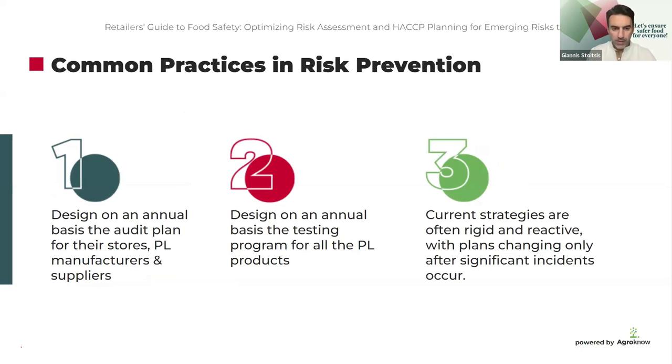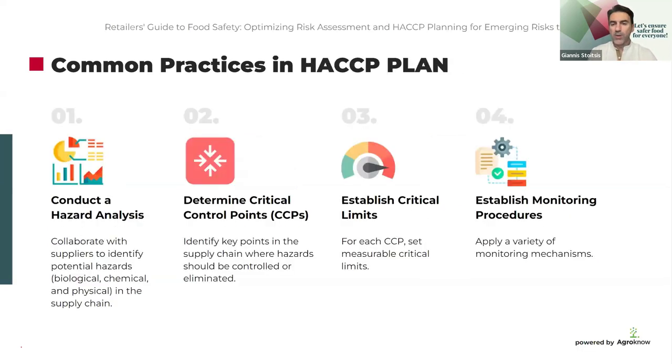I would like to further analyze the HACCP part, as it is one of the very important preventive measures. So I will just give you an example here about a common HACCP plan that can be applied in, for instance, a specific category like fresh produce. So the first step of the HACCP plan is, of course, to conduct a hazard analysis. Retailers are collaborating with suppliers to identify potential hazards. These are biological, chemical, physical, fraud, authenticity issues. And this is a very critical step.